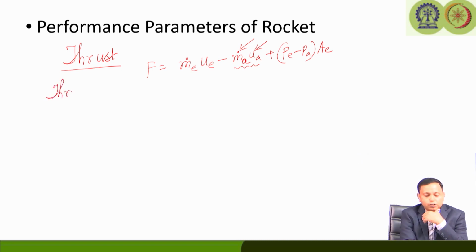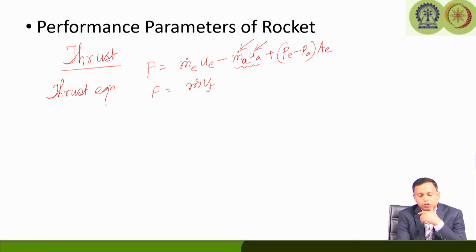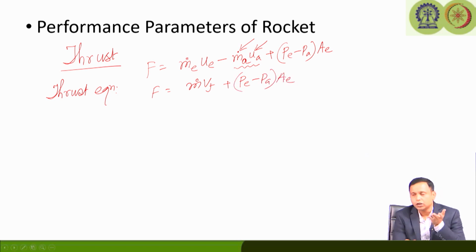So, the thrust equation of a rocket, we can simply write as F equal to m dot into Vj, because we have already used this terminology from the beginning, so let us be consistent with that. It is m dot Vj plus Pe minus Pa into Ae. So, how are we deriving this equation? I will just give you a glimpse of it.